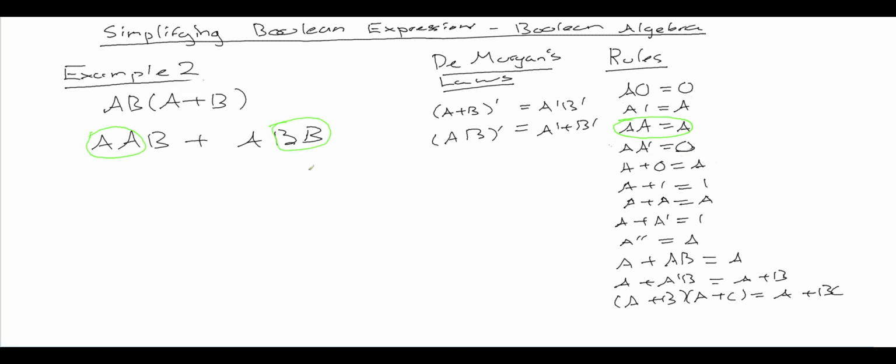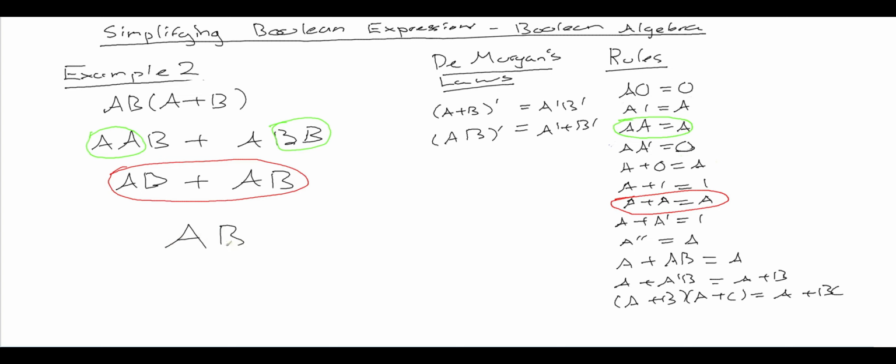So if we apply this rule here to both of these cases, we get A and B, or A and B. Then the whole expression is now an occurrence of this rule here, and that's saying anything ORed with itself is just that thing. So therefore A and B, or A and B, is just going to be A and B. And now we've simplified that expression. That was a slightly easier one.